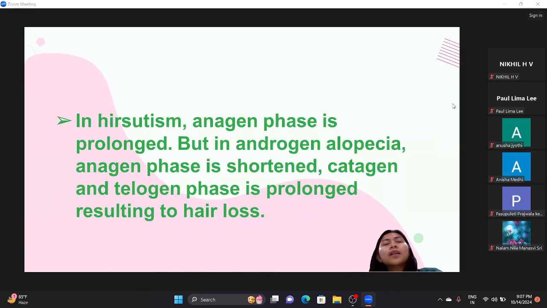In hirsutism, the anagen phase is prolonged. That's what I told you a while ago. But in androgenic alopecia, the anagen phase is shortened, and the catagen and telogen phases are prolonged, resulting in hair loss. So that's the difference between androgenic alopecia and hirsutism. In androgenic alopecia, the prolonged phases are the telogen and catagen phases. In hirsutism, the anagen phase is prolonged.